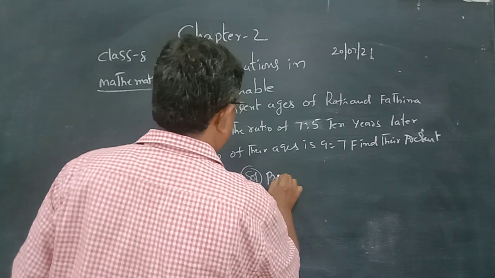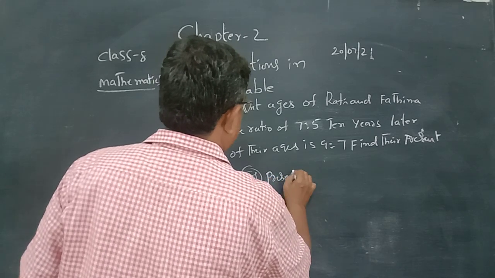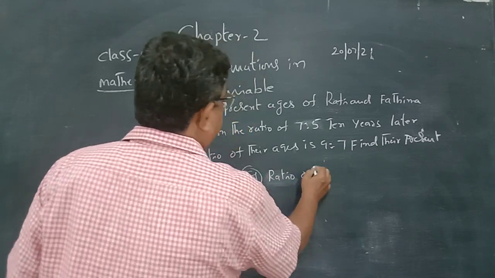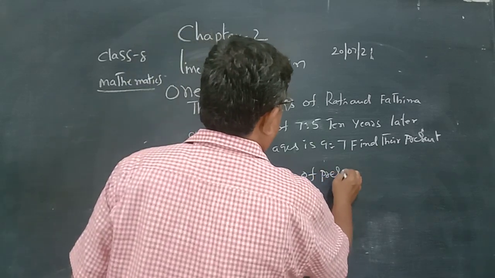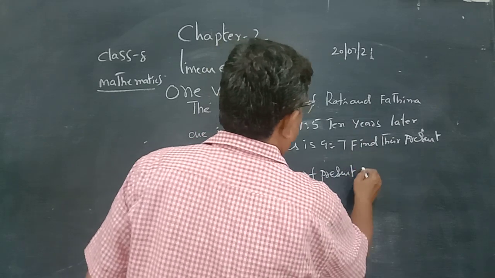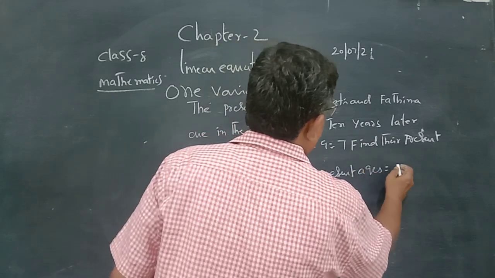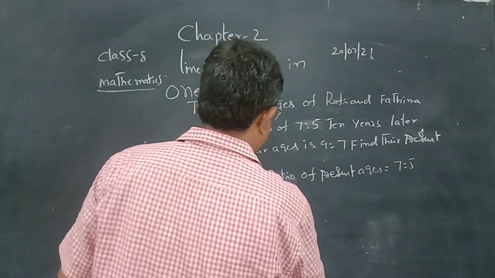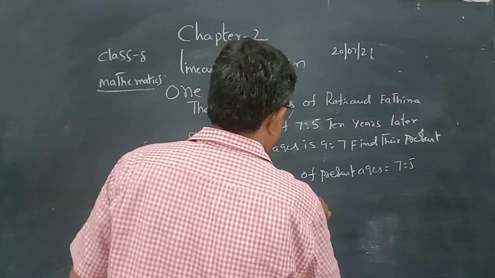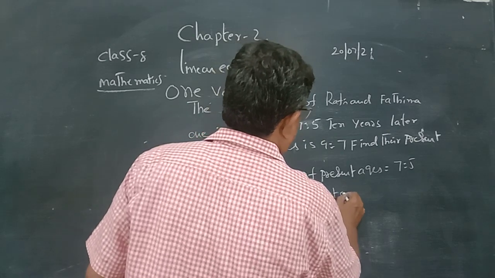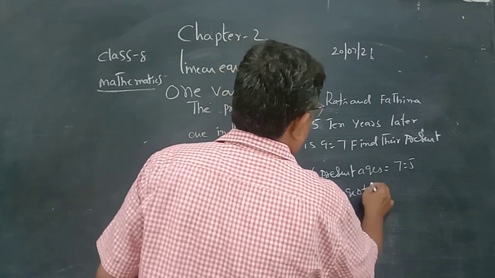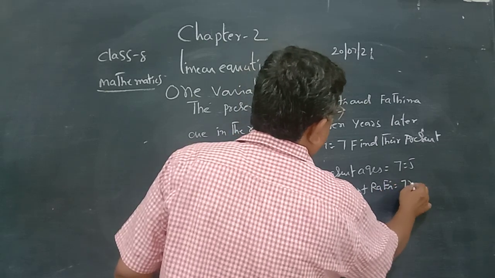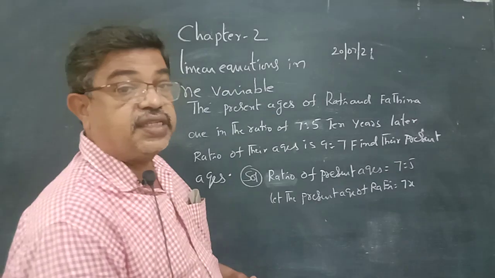Present age of... ratio of present ages. Simply you write, you need not name the persons. Present ages is equal to 7:5. Let the present age of Rafi, now you write the name. Rafi's age I am taking with respect to 7 and I am thinking that his age is 7x.